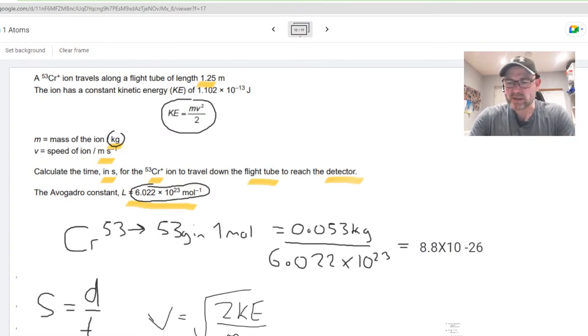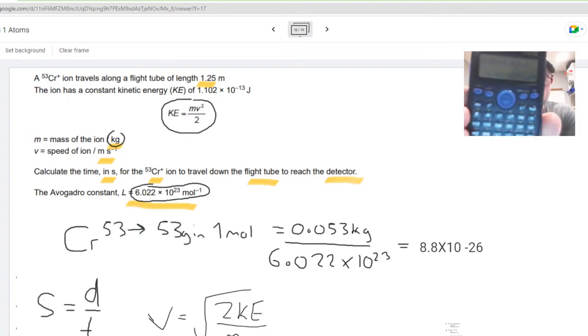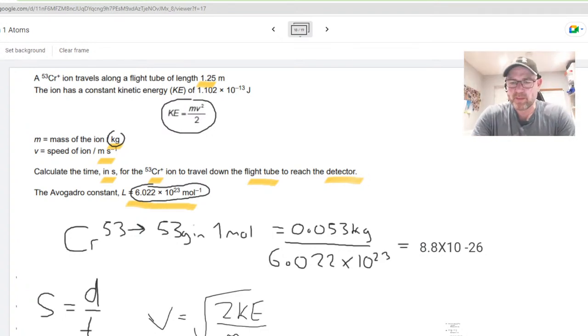This is where I make loads of mistakes on my calculator, but I just rounded that to 8.8. But now I need to do 1.1. Anyone check Gabby's answer? Has anyone got there yet? 1.102 times 10 to the minus 13, times that by 2. Divide by the mass, 8.8 times 10 to the minus 26. Get 2.5 times 10 to the 12.